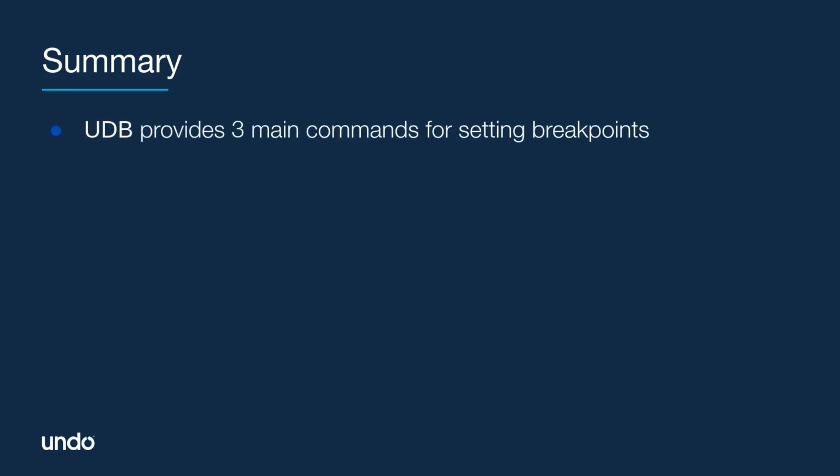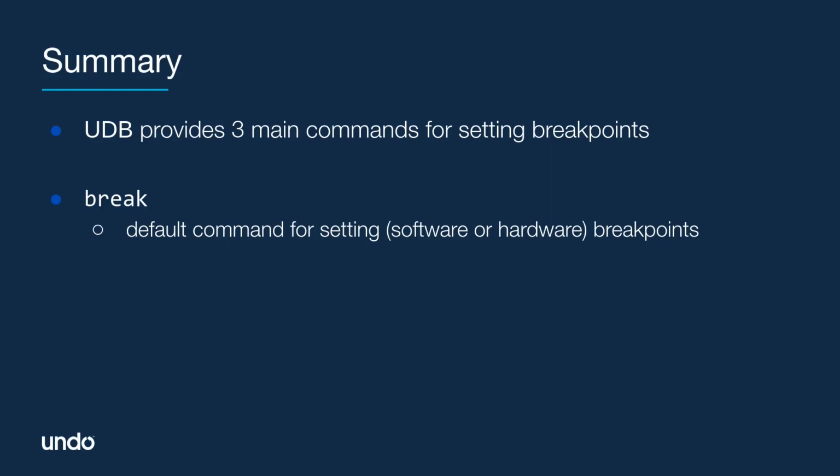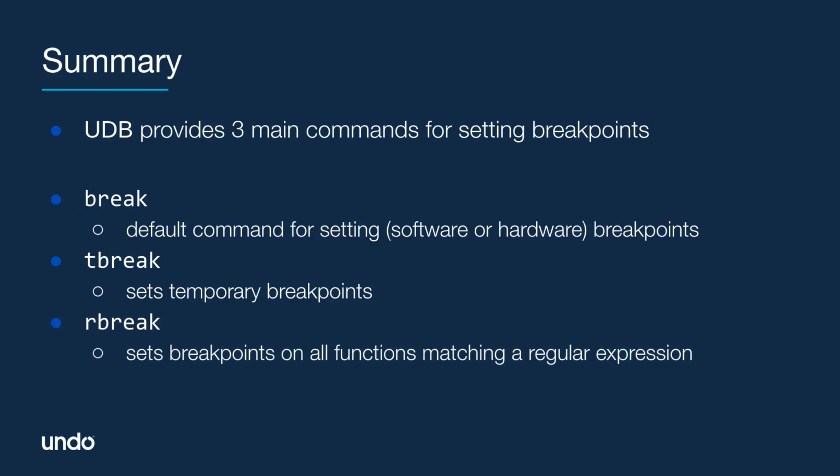In this tutorial, we have presented the 3 main commands for setting breakpoints in UDB: break, tbreak, and rbreak. We use break for setting breakpoints that will be active throughout the debugging session. Tbreak is used for setting breakpoints that will be deleted after their first hit, whereas Rbreak can be used for setting breakpoints on multiple functions at once.